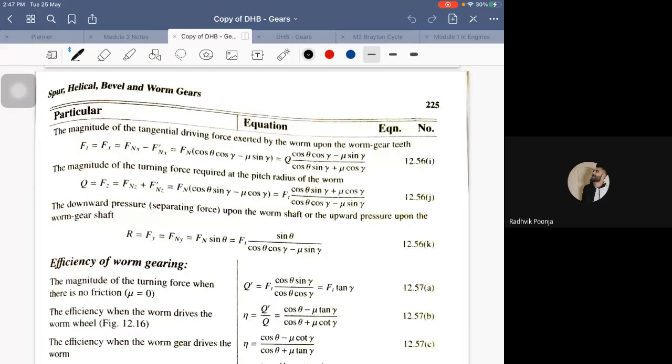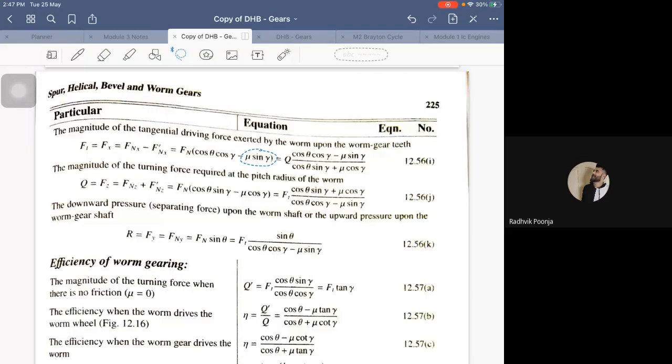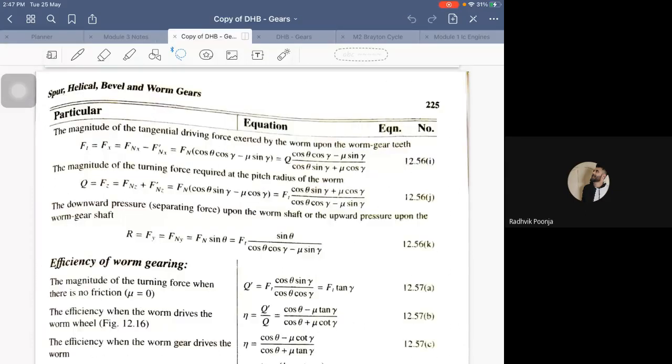So either you can take this particular expression, which is mu times sine gamma, or you can leave it. It doesn't make a huge difference. Or else you can take this particular expression directly. Either you can use this particular formula, which I have given here, or you can use this one.